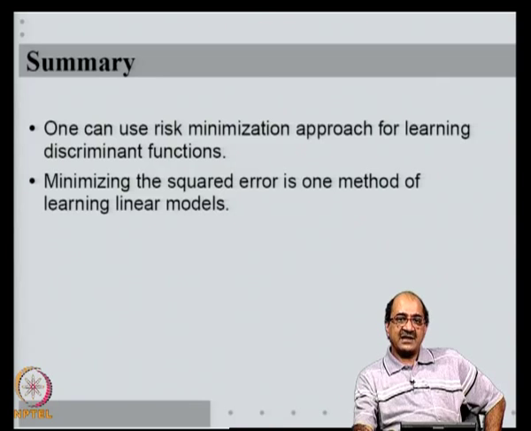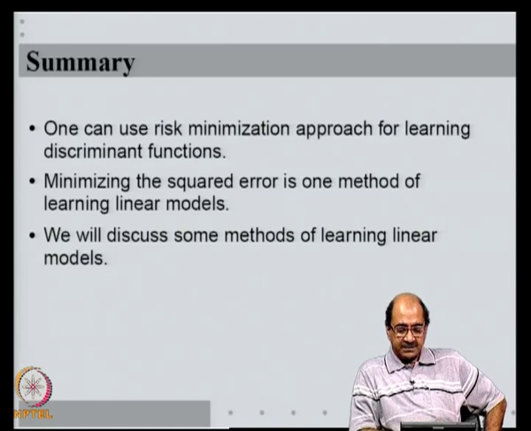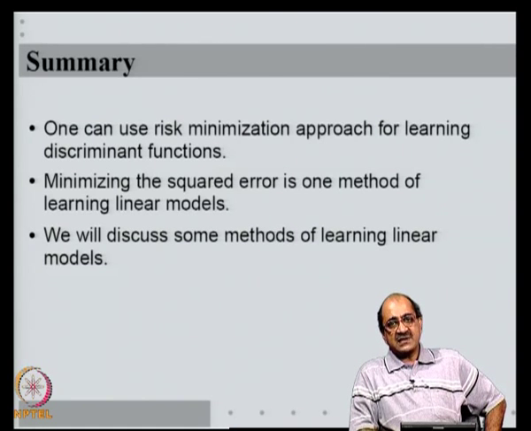Of course, we cannot calculate risk, as I said, because we do not have the underlying probability distributions, but we can always approximate the expectation by the sample mean and hence obtain the f hat function, which is often called the empirical risk function, which is nothing but the sample mean of the expectation. And because the sample mean can be evaluated on the samples, we can always minimize the sample mean. So, minimizing square error is one method of learning linear models. We will discuss some methods of learning linear models. Specifically, we look at perceptron algorithm, we look at LMS algorithm, we look at what is called logistic regression and so on.